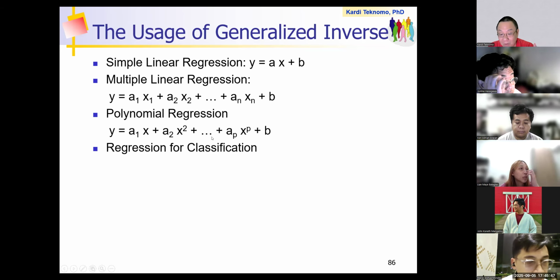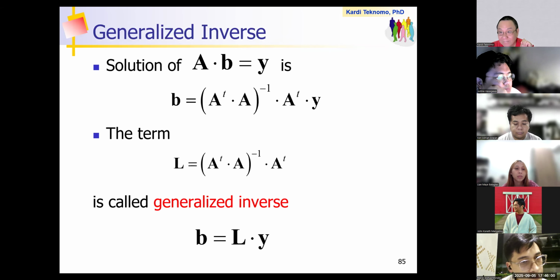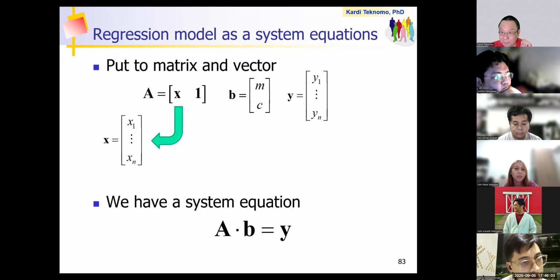This is very powerful. Okay, very simple but very powerful. Why? Because using one technique, you can solve many models, including nonlinear. The equation is only A times B equal Y. Very simple. Okay. Now, how to solve this one? So if you have this A times B equal Y, okay, how to solve this one?